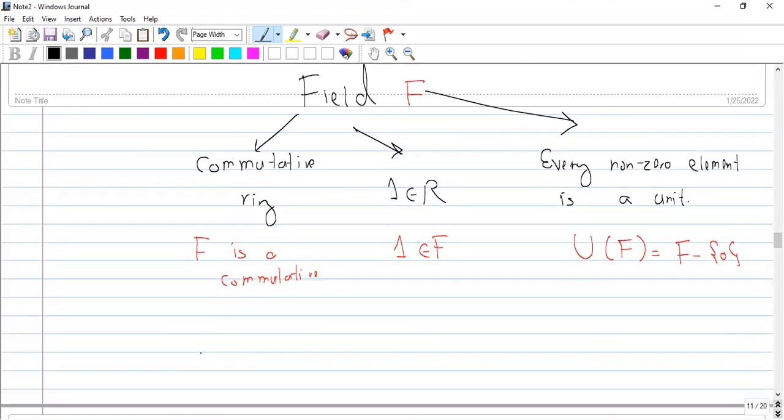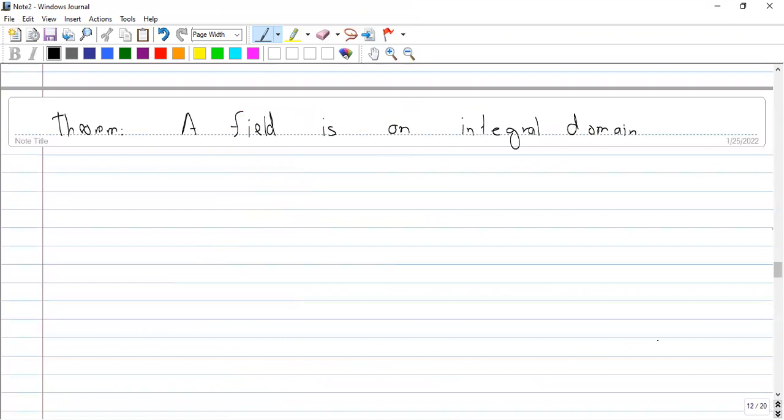The first two properties are the same. Both are commutative rings with unity. But in the case of an integral domain, every integral domain is free from zero divisors, and in the field, every non-zero element is a unit. So if I want to prove this fact that a field is an integral domain, what do I need to show? My claim is that a field F is an integral domain, so I need to show that F is free from zero divisors.